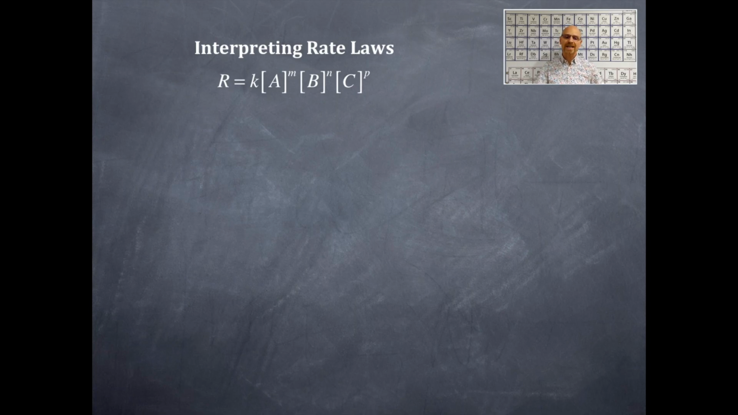R is for the rate, K is for the rate constant, and then we have the concentration of A, B, and C in the brackets there. And then the M, N, and P are the rate orders. Hopefully you got that. The total reaction order is the sum of the exponents. So if we wanted to get the total order of this reaction, it would be M plus N plus P.